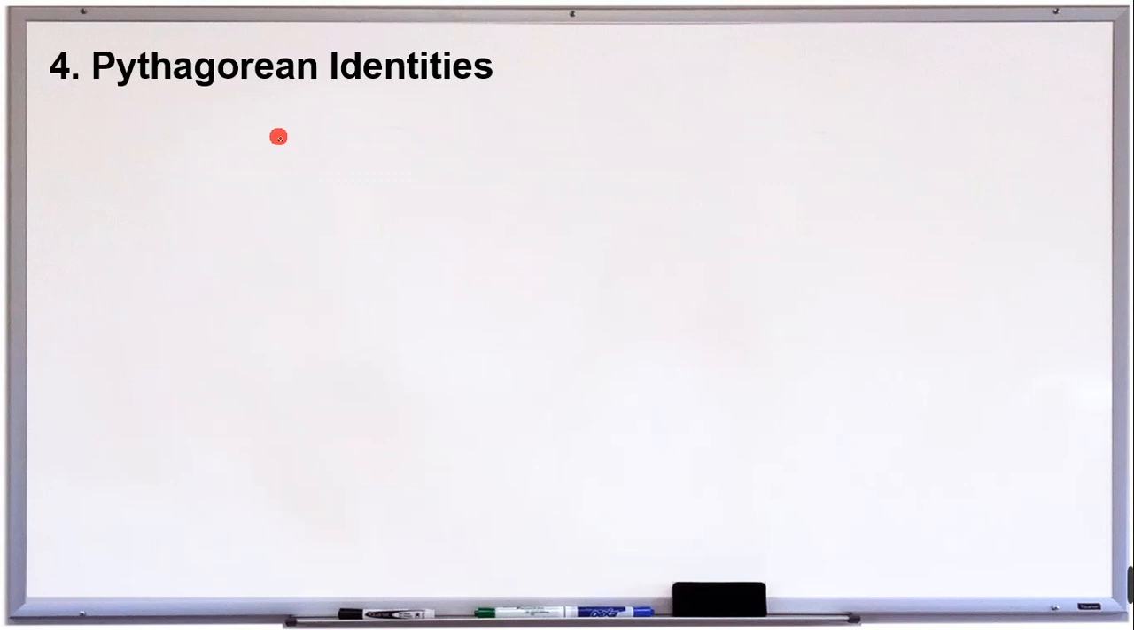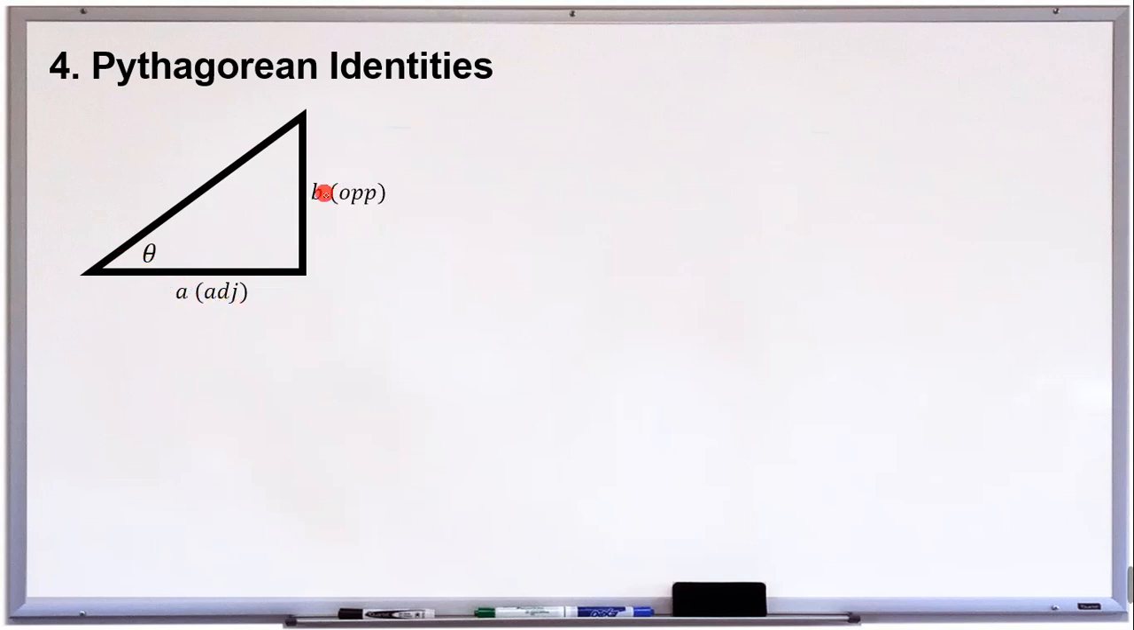Now let's proceed to the Pythagorean identities. So we have here a right triangle, and we have an angle of theta in this part. The side that is adjacent to this angle other than the hypotenuse is labeled as A. So this is the adjacent side. And the side that is opposite to our angle, we call the opposite side, labeled as B. And then the longest side of our right triangle is C, which is the hypotenuse.